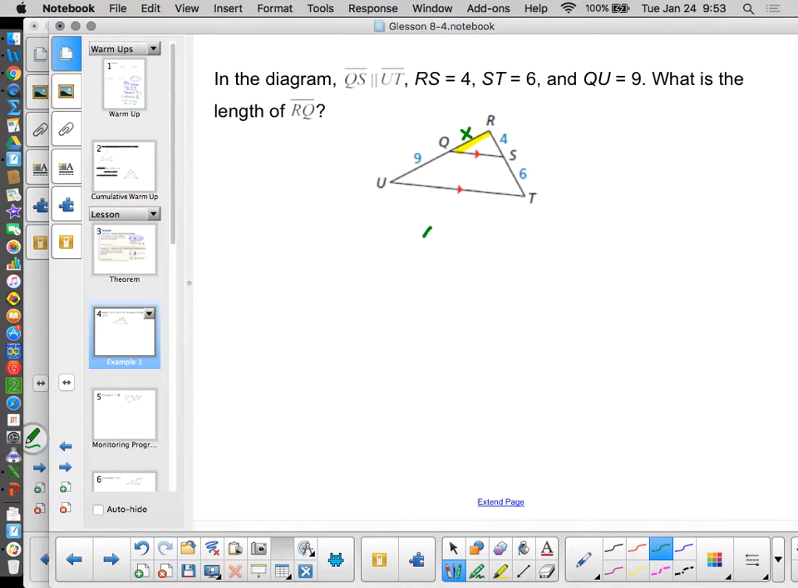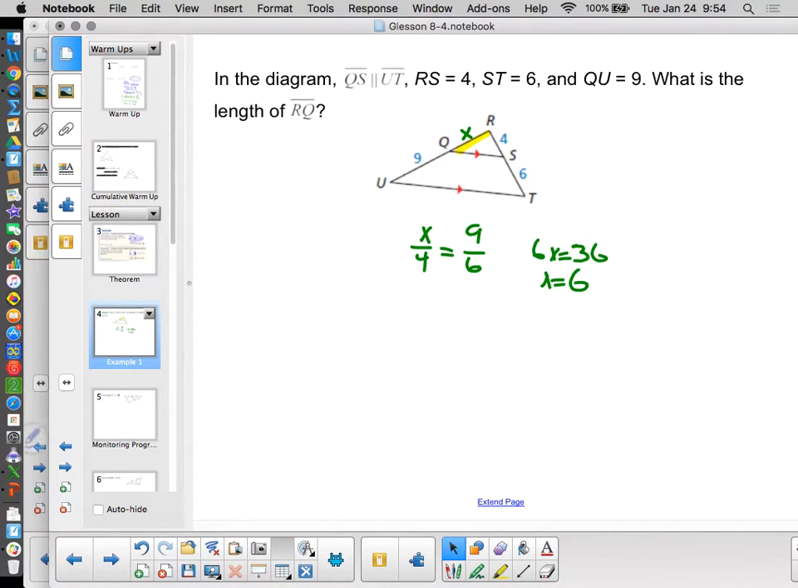And the proportion is very simple. X over 4 equals exactly what you think it would be, 9 over 6, and we just cross multiply. 6x equals 36, so x equals 6.